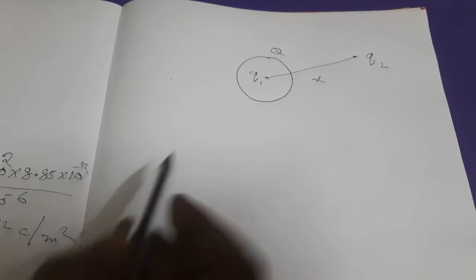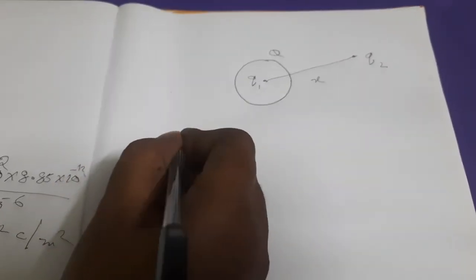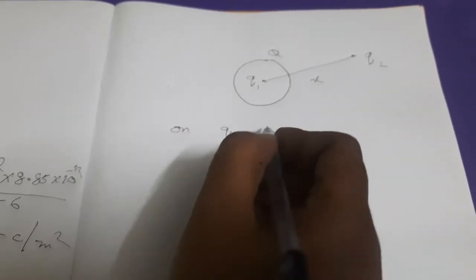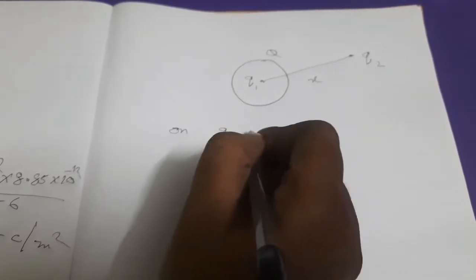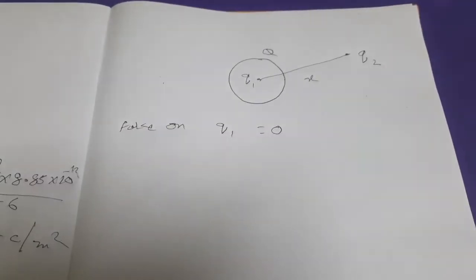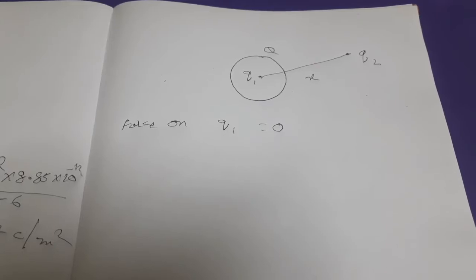Here clearly we can say that the charge Q1 is inside the conducting sphere. So inside, the intensity is 0, which means the force on Q1 equals 0.